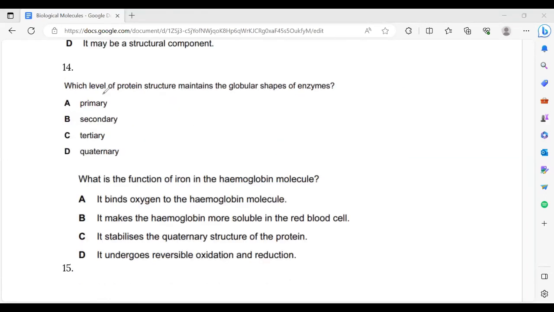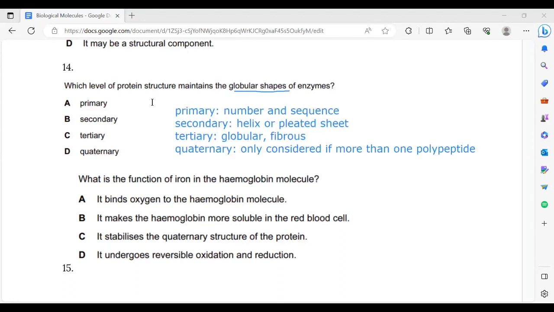Next, which level of protein structure maintains the globular shape of enzymes? For these types of questions, you have to understand the different levels of protein structure. There are four different levels: primary, secondary, tertiary, and quaternary. The primary level involves the number and sequence of amino acids in the protein. The secondary level involves the alpha helix or beta pleated sheet. And the tertiary structure refers to the 3D shape, and globular shapes and fibrous shapes are the two types of 3D shapes that we'll have to study.